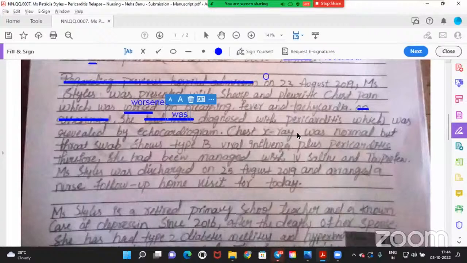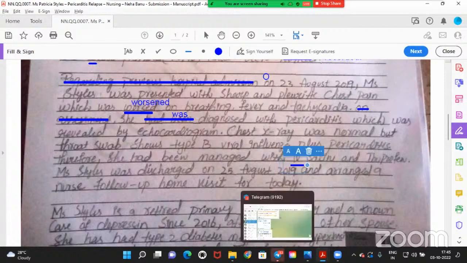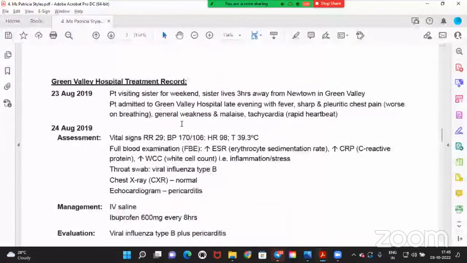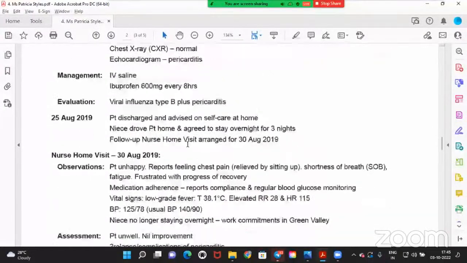Chest X-ray was normal. Instead of normal, you can say unremarkable. But throat swab shows type B viral influenza plus pericarditis. Therefore, she had been managed with IV saline. You can say intravenous. Intravenous saline and ibuprofen.